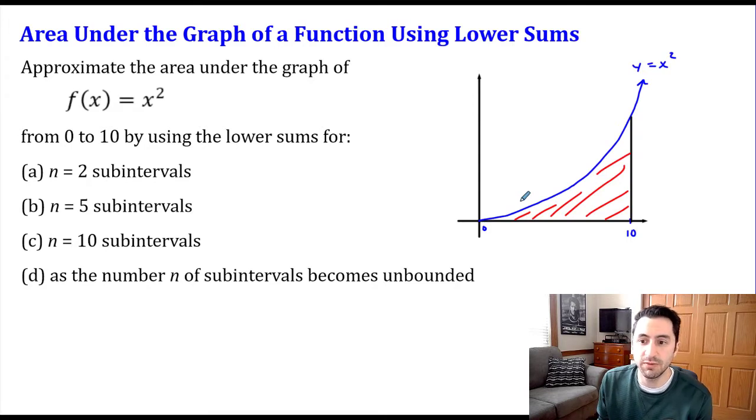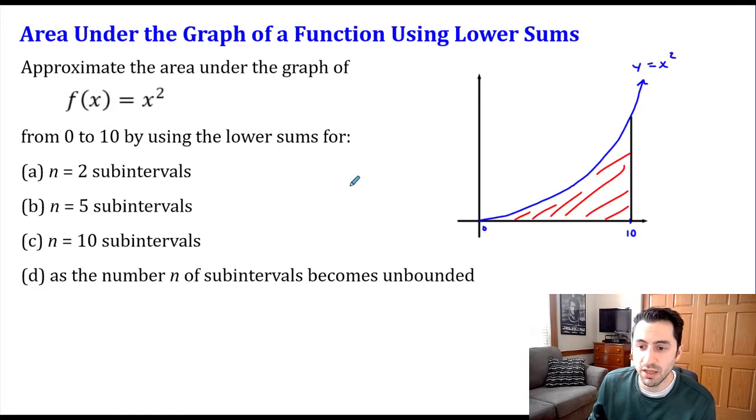Because it's increasing, that leftmost point is the smallest possible value. Anything to the right of that is going to have a little bit of a bigger y value. So that makes it easy for picking out these lower sums because we can easily identify where that absolute minimum is going to occur.